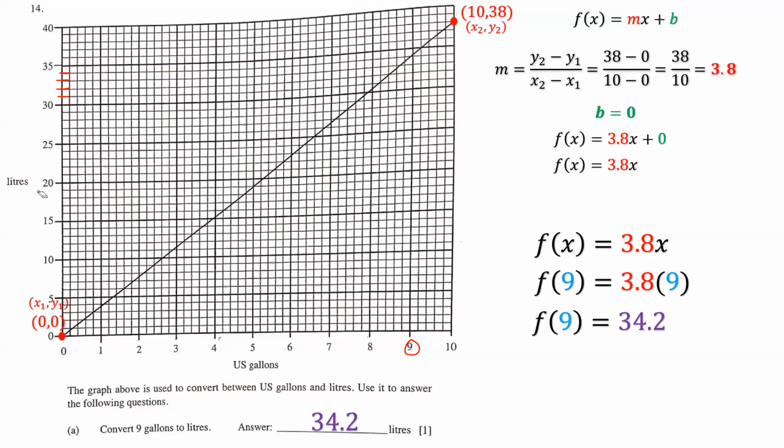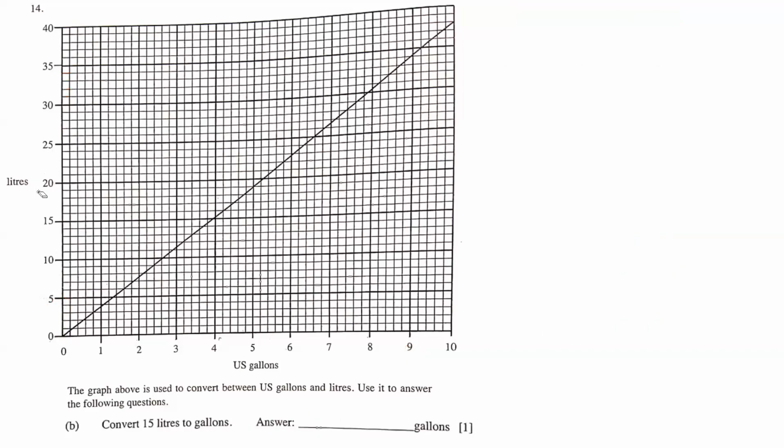Okay, so let's move on to question number 14b. Here we have convert 15 liters to gallons. Instead of giving you the amount of gallons, they give you the liters. So let's do an approximation based on this graph. We know that they want 15 liters. So 15 liters is right here, and so that's this line right here, and that's here.